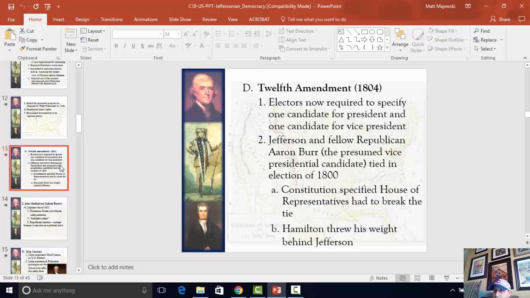Now, everybody knew Jefferson was supposed to be the president and Aaron Burr was supposed to be the vice president. But according to the rule of the law, they technically tied for the presidency because both of those names were on each of their ballots. And so, in the event of a tie, or in the event where nobody wins the electoral majority, then the House of Representatives chooses the president.